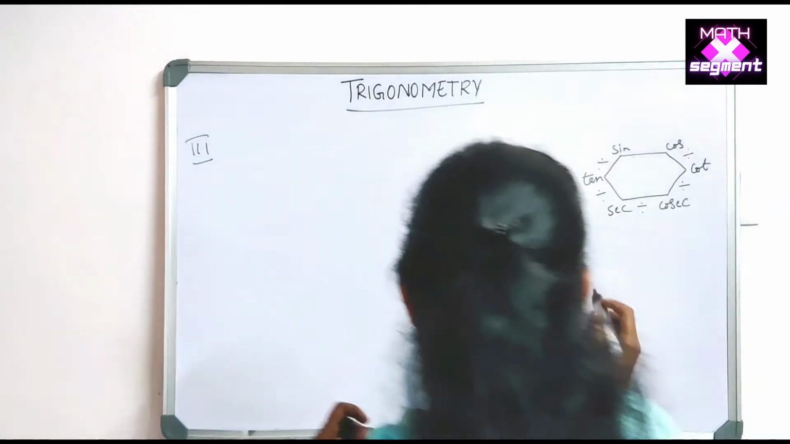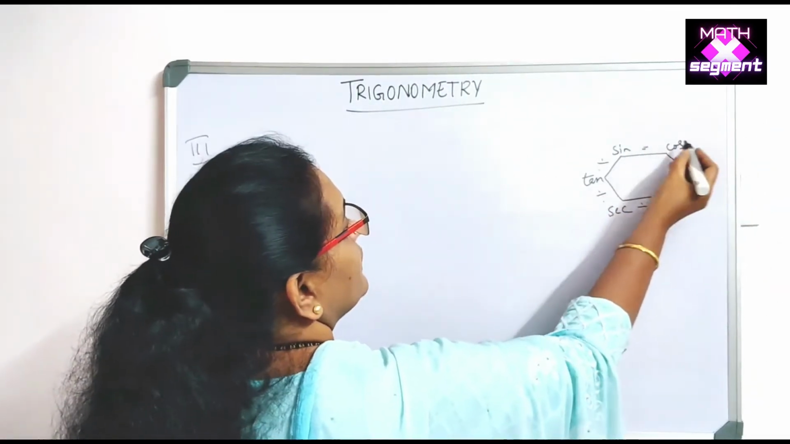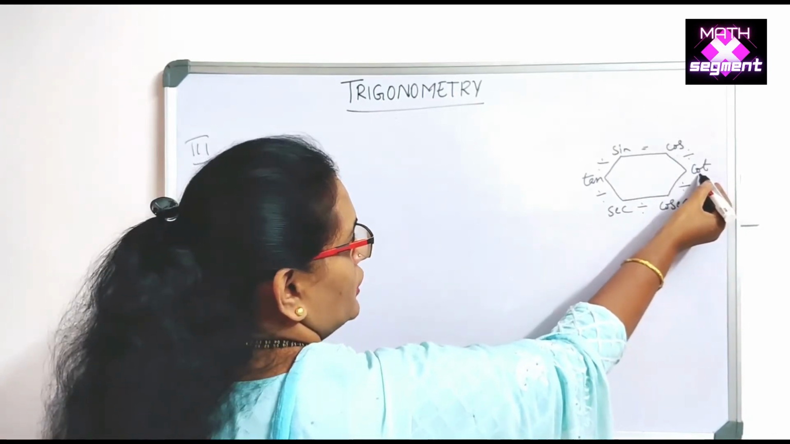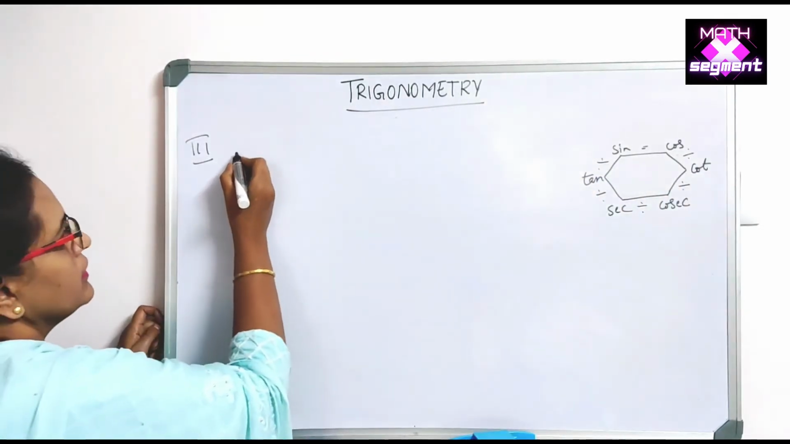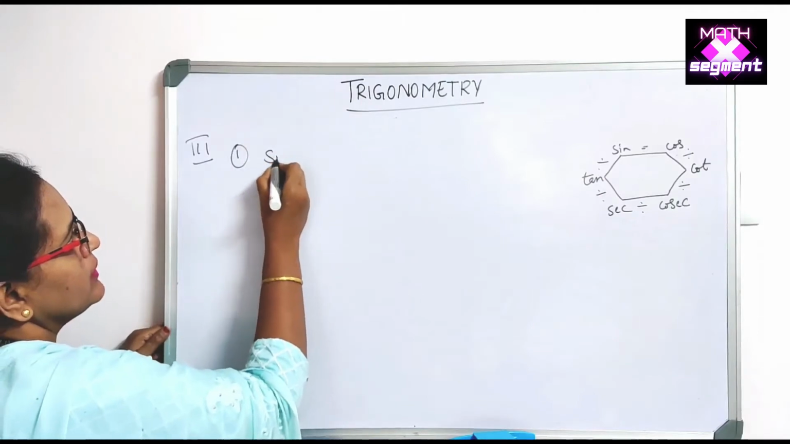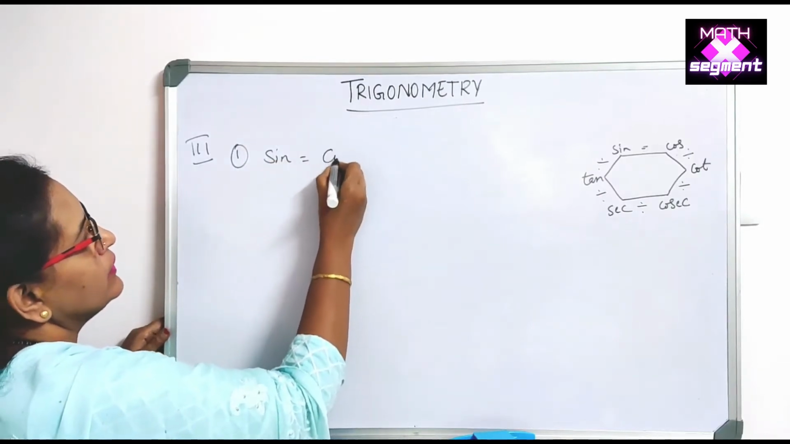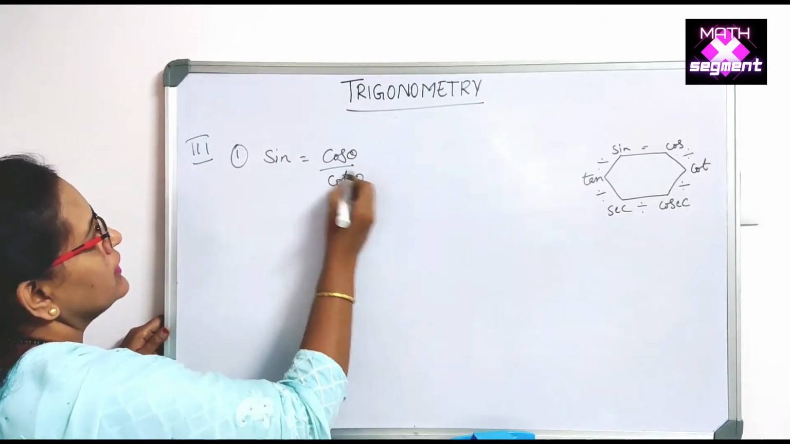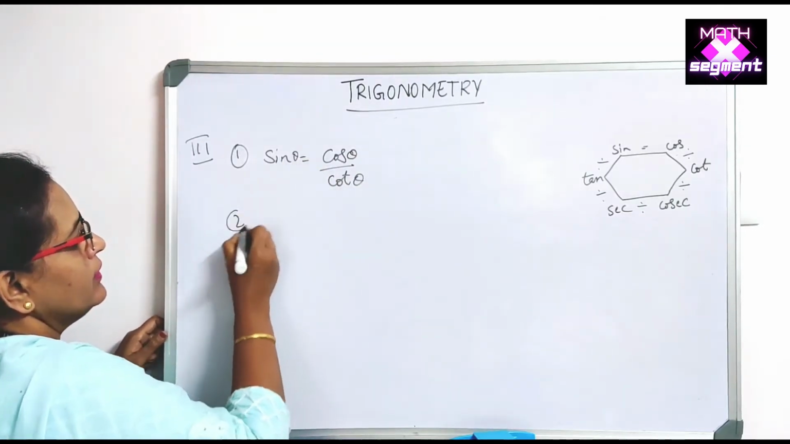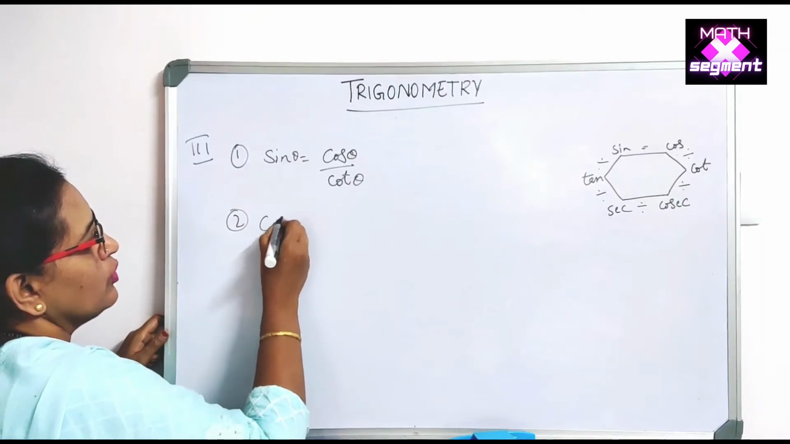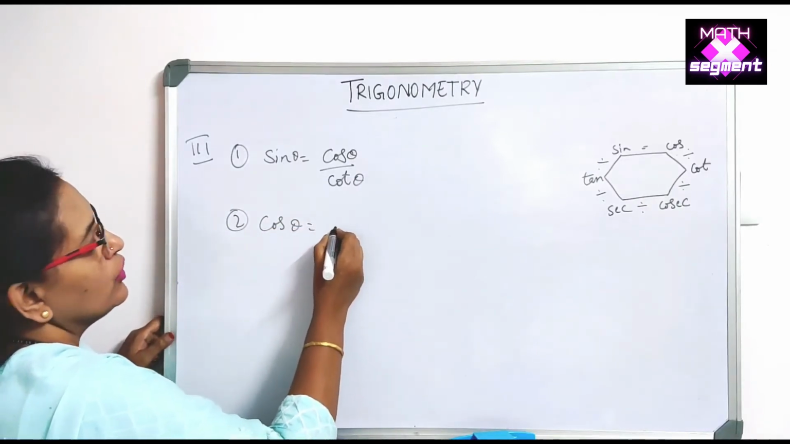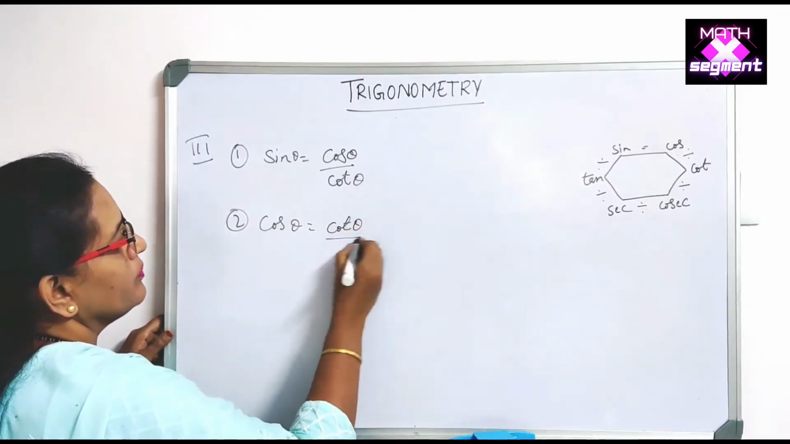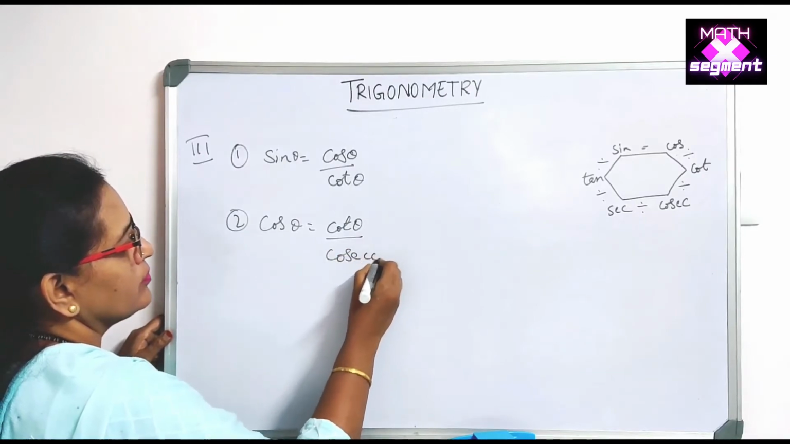So the meaning of this is, sine is equal to cos divided by cot. So the first, one more way of writing the trigonometric ratio is sine theta is equal to cos theta by cot theta. Second one, next is cos. So cos theta is equal to cot theta by cosecant theta.